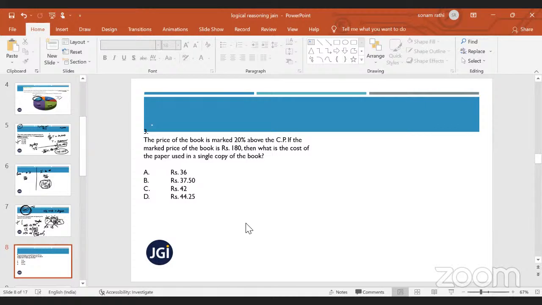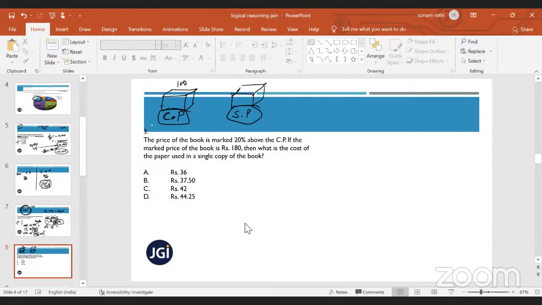If the marked price of the book is 180, what is the cost price of the paper used in a single copy of the book? Whenever you make a product, let's say one box, you make it for 100 rupees, but in the market you will sell it for slightly more in order to gain profit, right? The price at which you manufacture the product is called cost price, and the price at which you sell is called selling price.